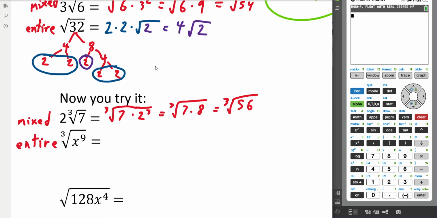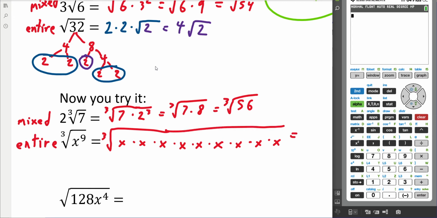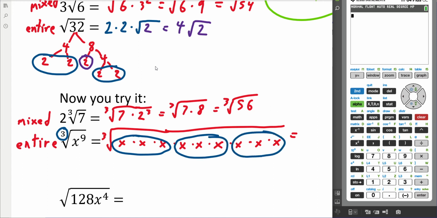I'm going to rewrite it out differently to make it abundantly clear. So we have x times x times x times x. That's 4, 5, 6, 7, 8, 9. So now we have 9 x's. And so now we have to group them in what? How many per group? Groups of 3. So we have 1 here, we have 2 here, and we have our third group here. And actually, there's none left over.